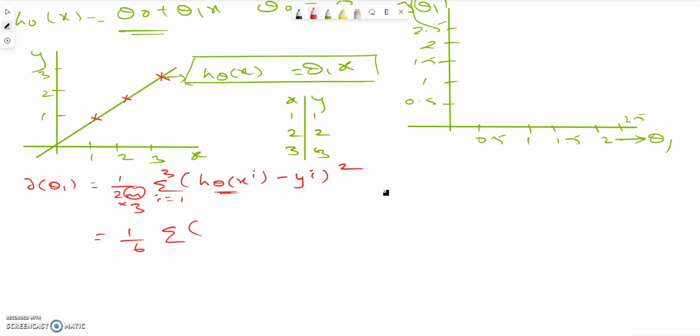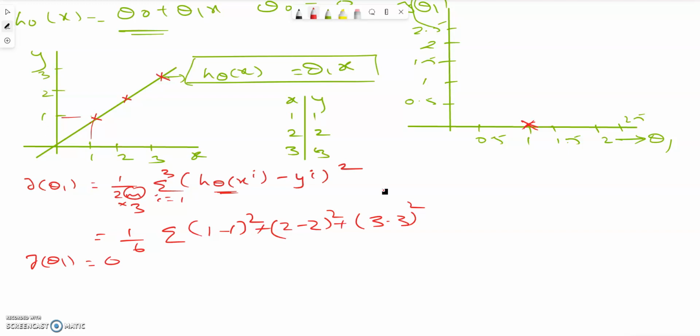So here it will be 1 minus 1 whole square, and the second point will go the same way, 2 minus 2 whole square, and the third point is also the same. So what I just got is J theta 1 is equal to 0. So when my theta 1, my slope, is equal to 1, my cost function will be at 0. So this point will be here.